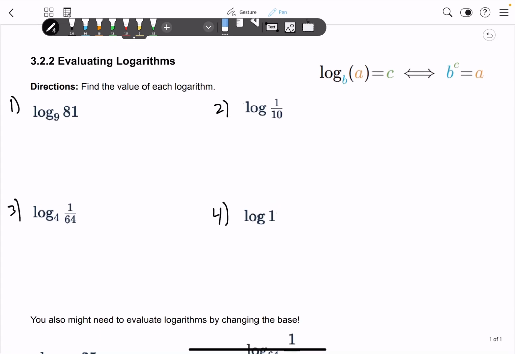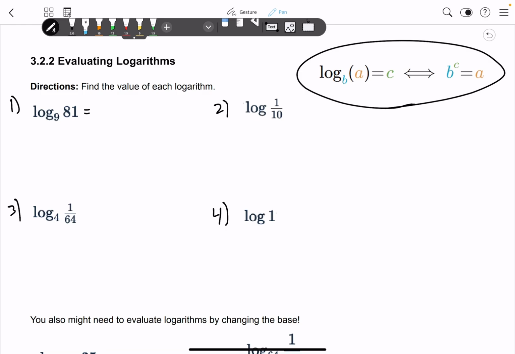Okay, so today this video is going to go over evaluating logarithms. We're given some logarithms and we're going to figure out what they're equal to. So, a quick reminder of what logarithms are. Logarithms are the inverse of exponential equations.